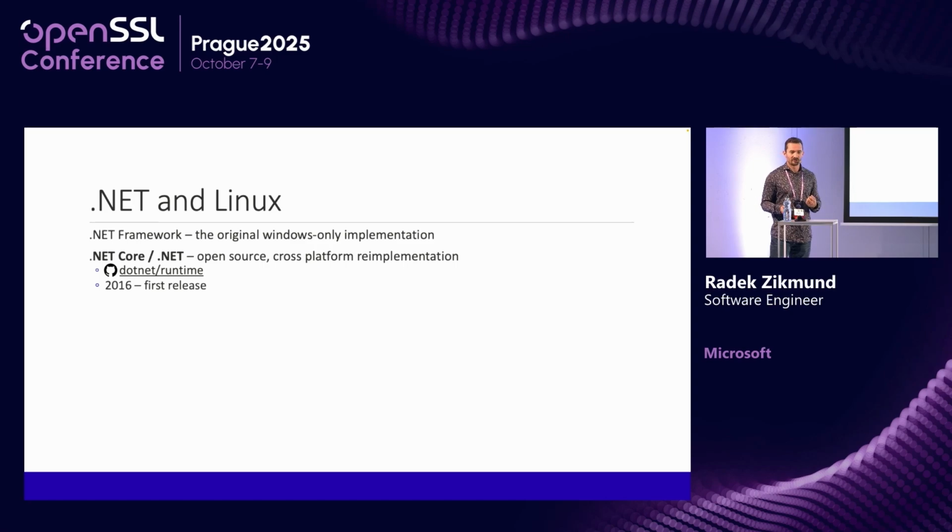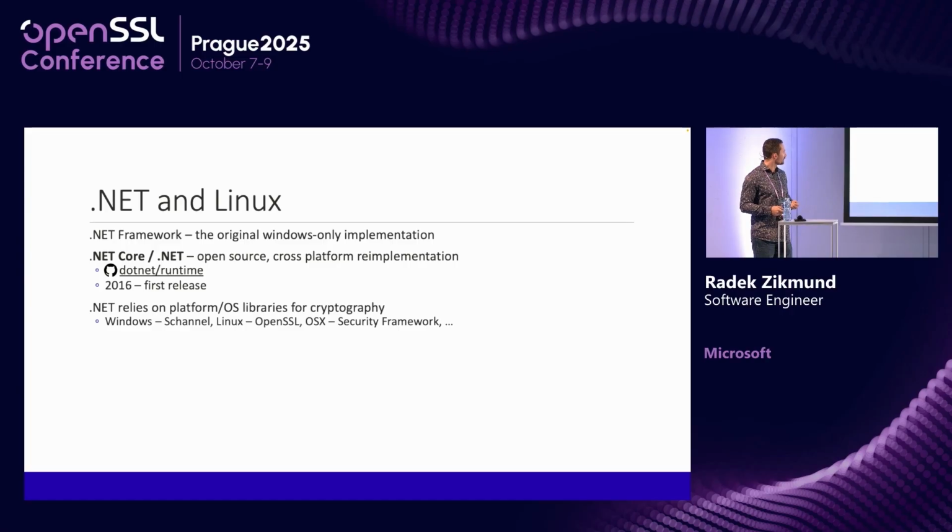and in the year 2016, we had the first cross-platform .NET release, and ever since then, every year there is a new release. This year will be the 10th one, and since then we work on multiple OSs, including macOS, even Android, and some of the more exotic ones like the web browser, WASI.